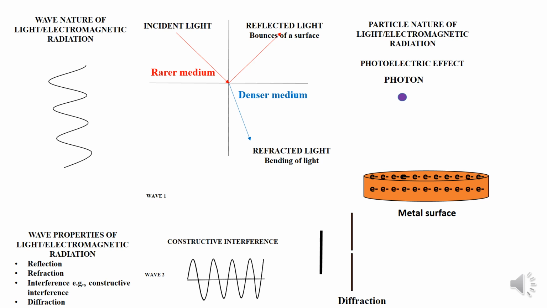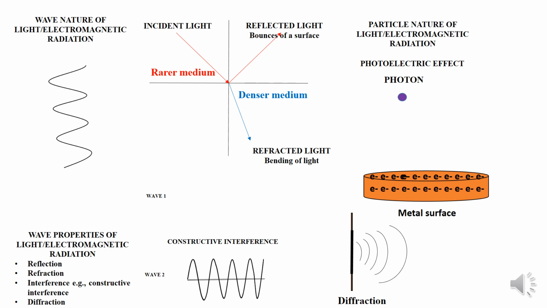And the most important wave property of light is diffraction. Now, what you observe during diffraction is the bending or splitting of waves when the light passes through an obstacle like a narrow aperture or slit. That's about the wave nature of light.